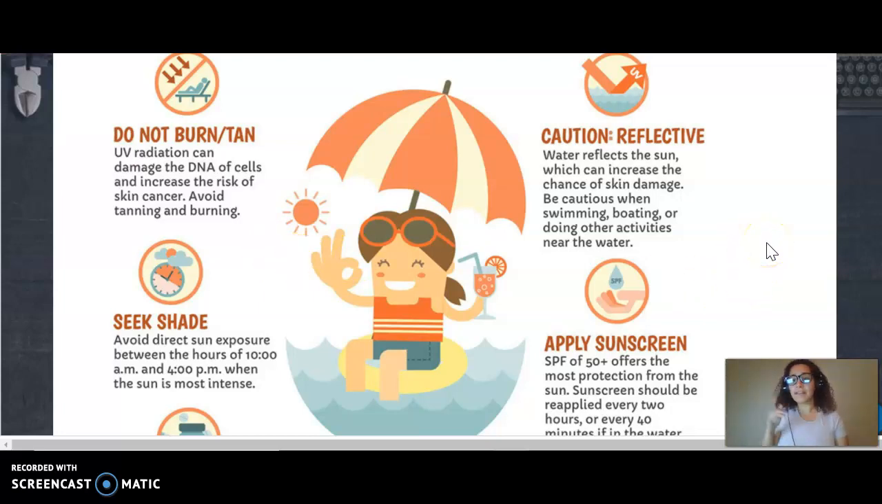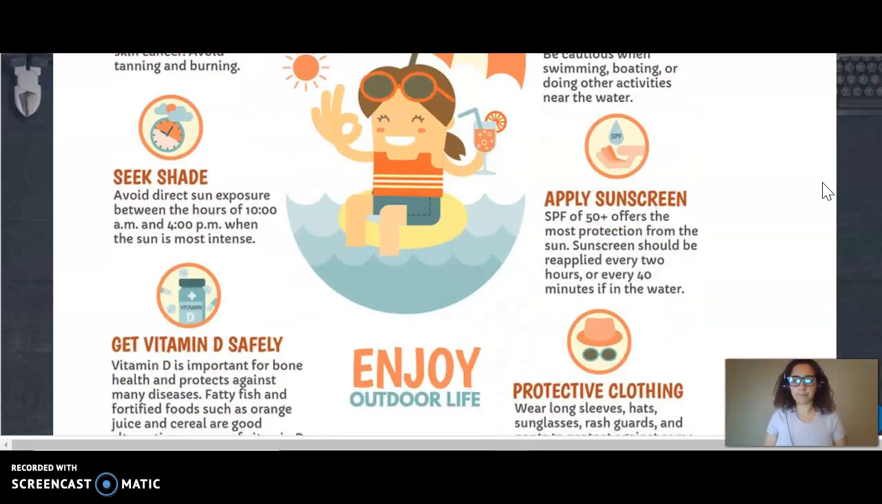When you guys go to get into the ocean or get into the pool or go fishing, you should be extra careful because the water reflects the sun, which can increase the chance of skin damage. So you should be cautious when you do anything on the water and make sure you put on extra sunscreen because of the reflective qualities of water.